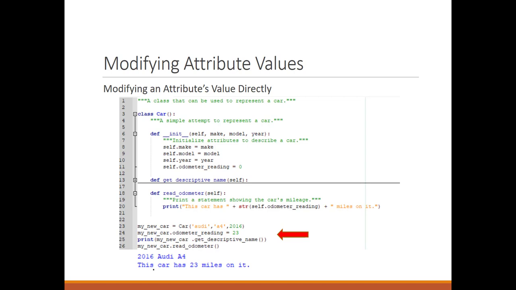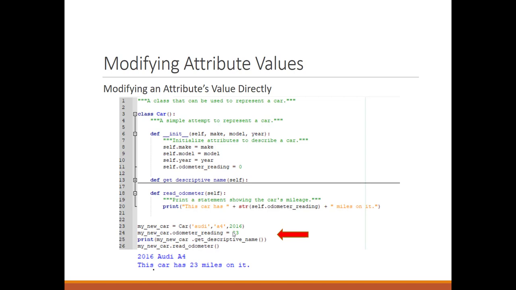So here again, we are using the same class that is a car, and the value that we are providing for this attribute is 23. So we are using the name of the object dot the name of the attribute. The attribute is updated to 23, and then when you print it, you can see that the car has 23 miles on it. So this is one way. You are just directly defining the object, and then for the object you are updating the attributes that you are looking for. So this is one way.